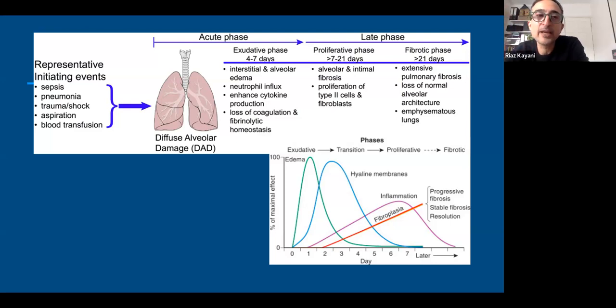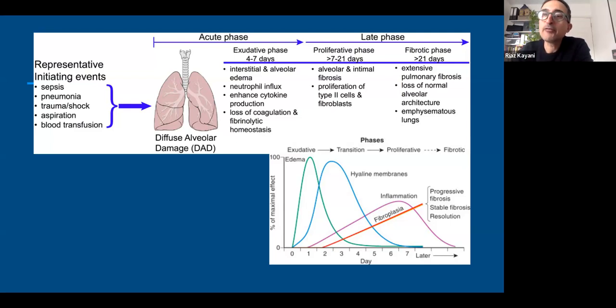So you have your triggering agent, whether it's sepsis, pneumonia, shock, trauma, blood transfusion, the things I talked about. And essentially what happens is that there's an immune cascade that goes off, and you get the whole cascade of lung injury. And as we said before, it's defined by its generalization that it always affects the whole lung. And so you have this diffuse alveolar damage. You have an acute phase, which is the first week, in which you get lots of edema, lots of neutrophils coming in, cytokine production. It's very immune based.